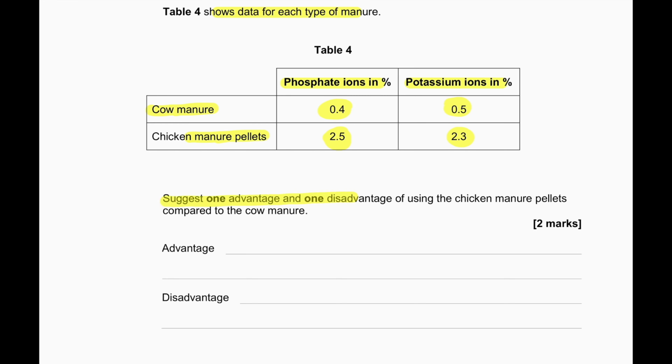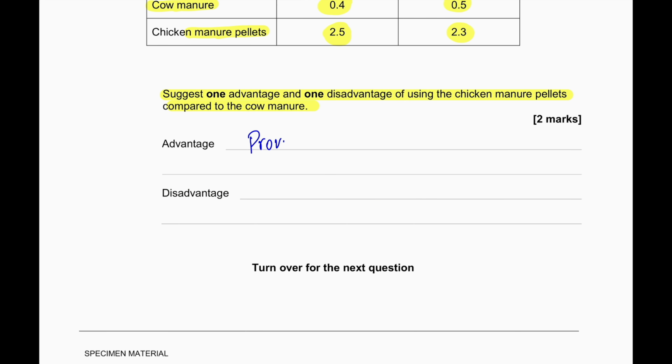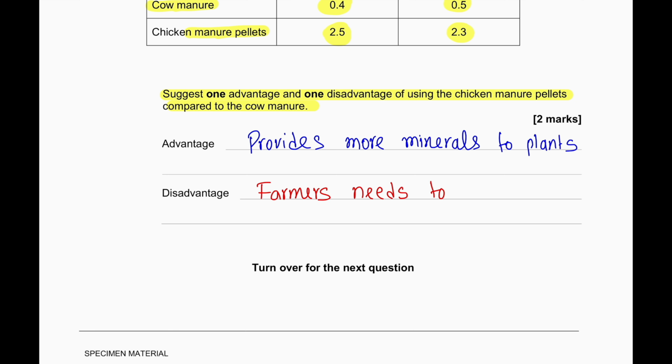Suggest one advantage and one disadvantage of using the chicken manure pellets compared to the cow manure. Guys, the first idea in terms of advantage that comes with chicken manure pellets is that it gives more mineral ions to the plant. However, the disadvantage is that the farmer needs to buy it, whereas the cow manure is free.